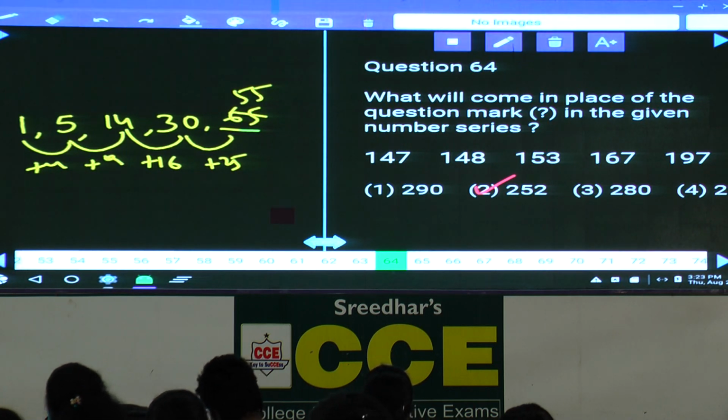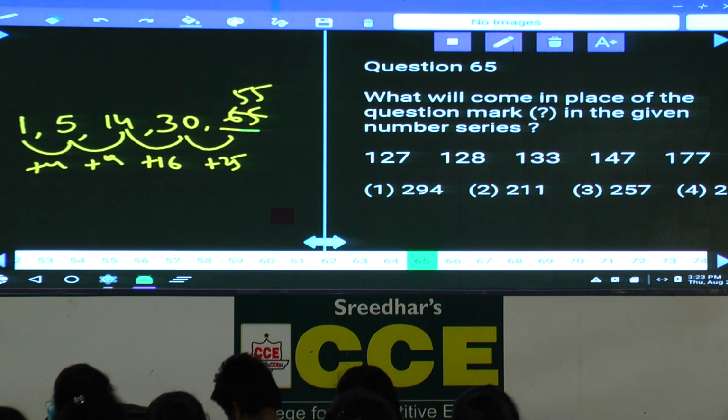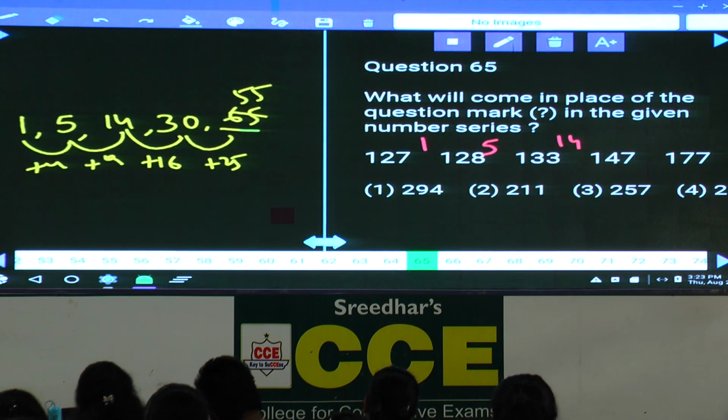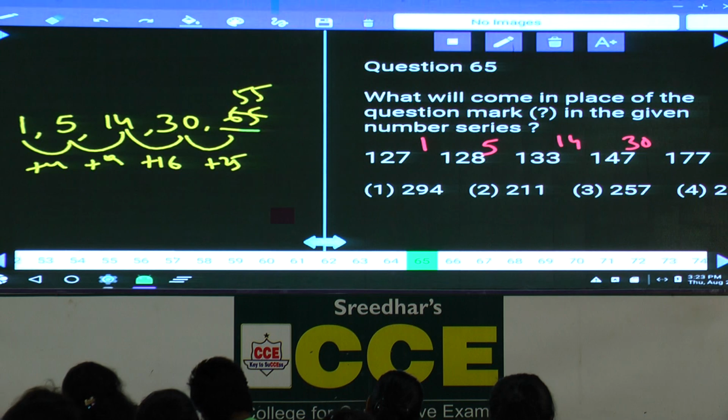Next one, same question, just same pattern. Then 65. Now in this 65, difference is 1. Next difference is so much, next difference is 5, next one is 14, next one is 30. Again 55 should be added here. Now if you add 55, the answer is how much? 232, choice 4 is the answer.